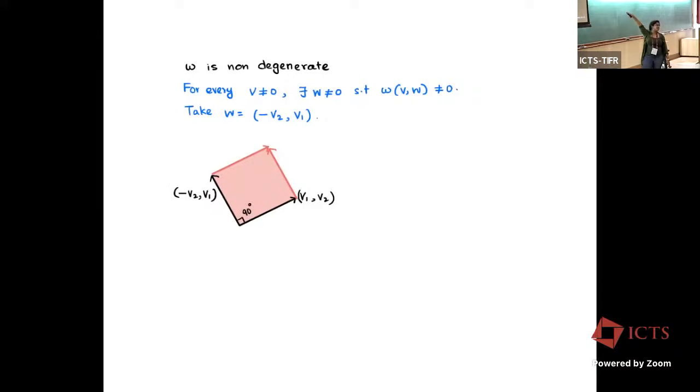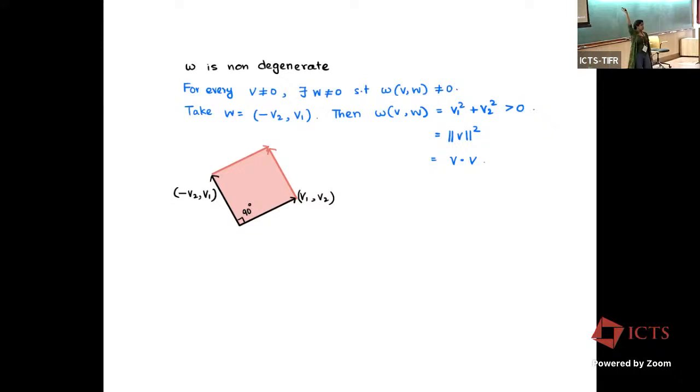If my first vector is (v1, v2), if I take w to be (-v2, v1), I'm actually doing what I did before, rotating by 90 degrees. Then I get this square in between, and that square has area v1 squared plus v2 squared, which is not zero. It's positive whenever v is not zero. So for each vector, I will find another vector so that the combination gives me non-zero. Just a note that this is also the norm squared, if you know norms already.